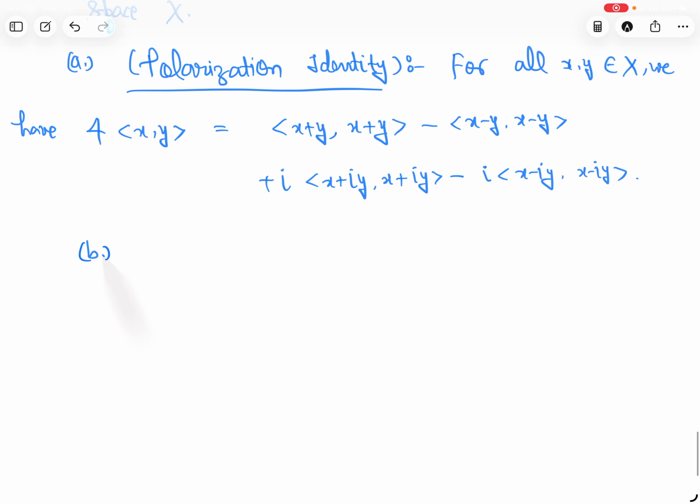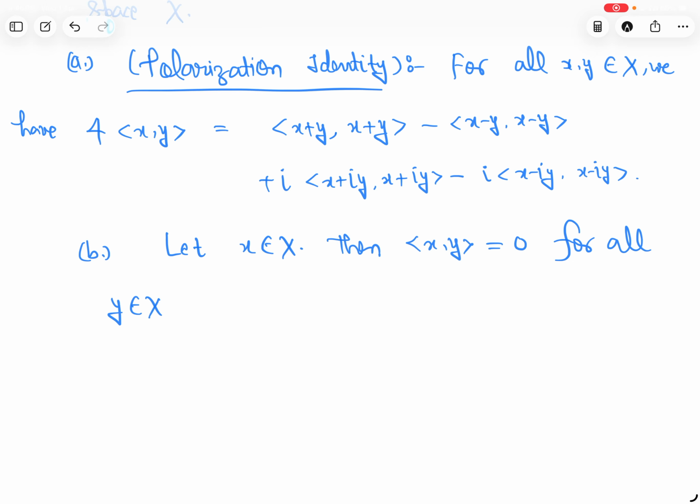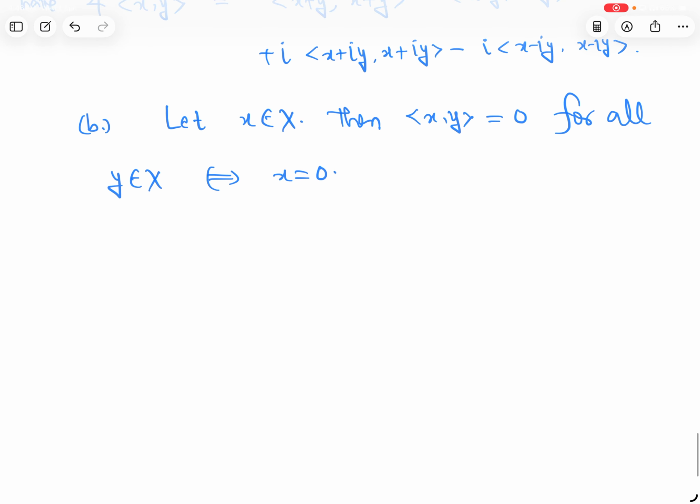Second, let x belong to X. Then the inner product of x and y is equal to 0 for all y belonging to X if and only if x is 0. Okay. The third property is called the Schwarz inequality.